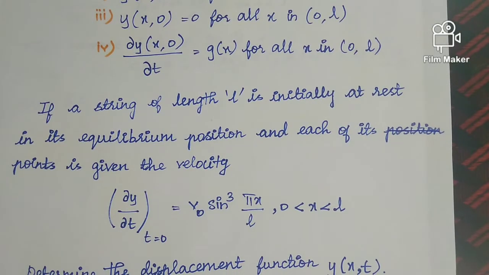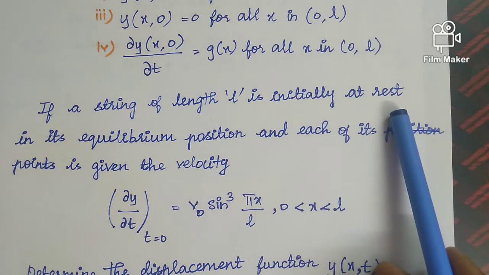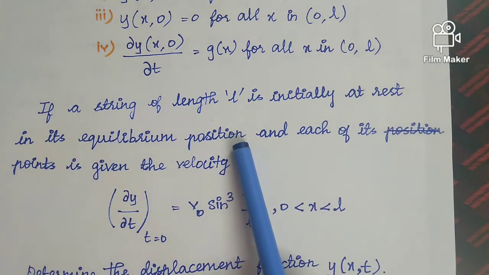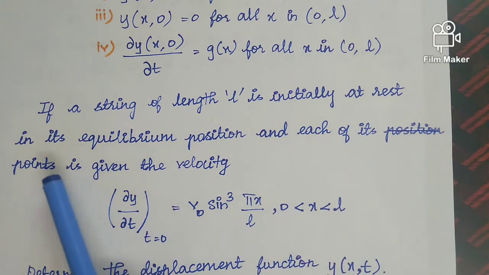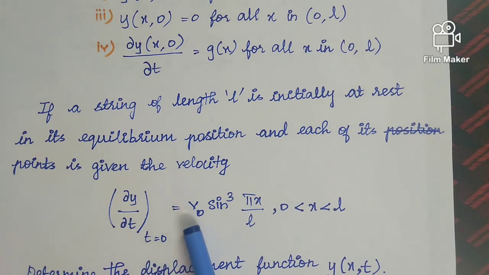Look at the question. If a string of length L is initially at rest in its equilibrium position and each of its points is given the velocity dou y by dou t at t equal to 0 equal to v naught sin q pi x by L such that 0 less than x less than L, determine the displacement function y of x comma t. So this is the question under type 2.